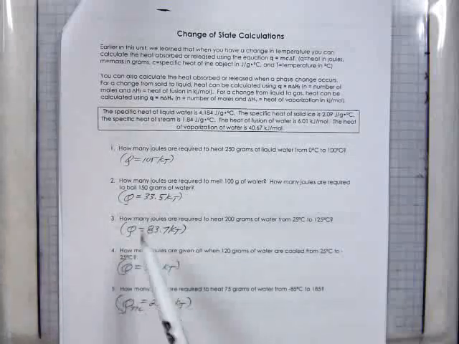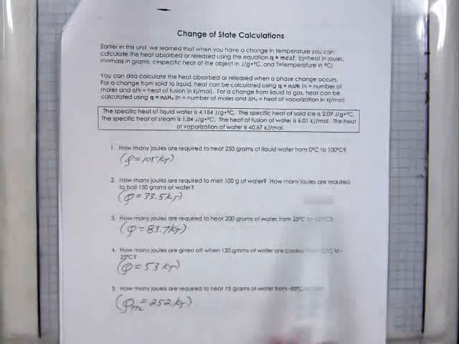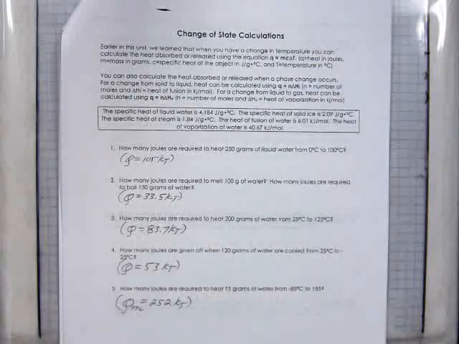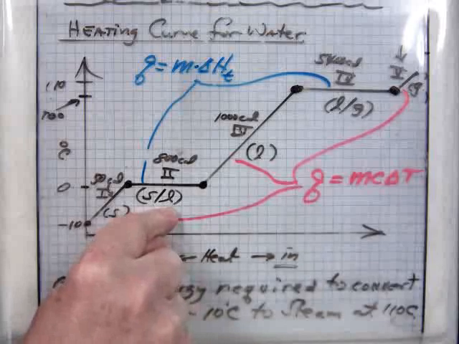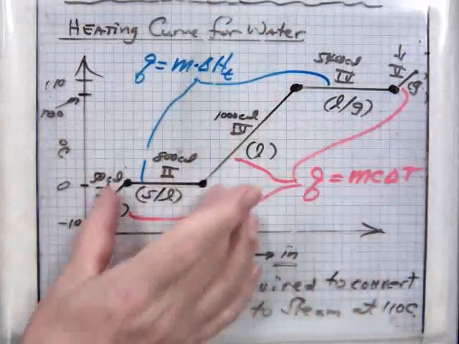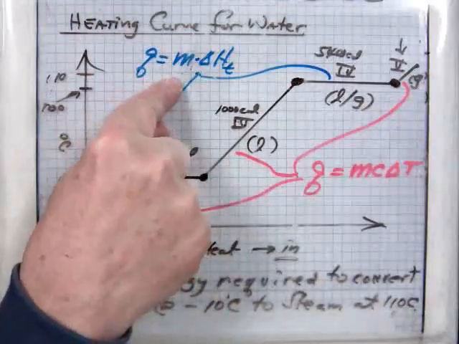All right, look at the next one. How many joules are required to melt 100 grams of water? How many joules are required to boil 150 grams of water? Is there a temperature change in melting and boiling? No, there's no temperature change. When phase change occurs, no temperature change is present. This is melting, and this one is boiling. So in these you don't see a temperature change, and you would be using M delta H.